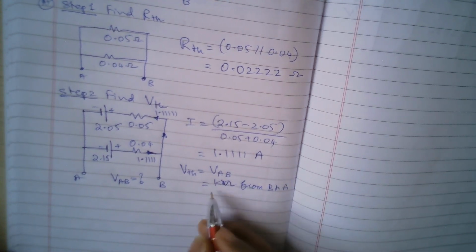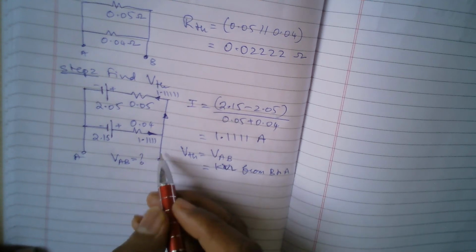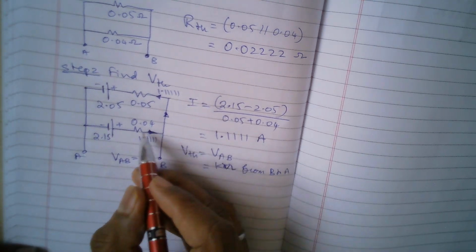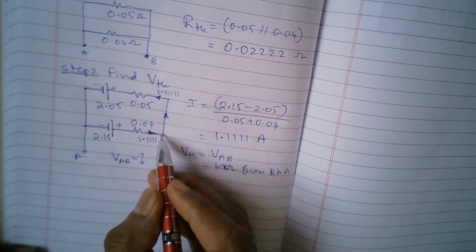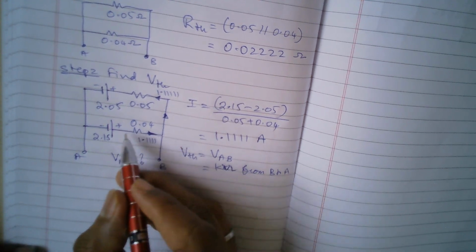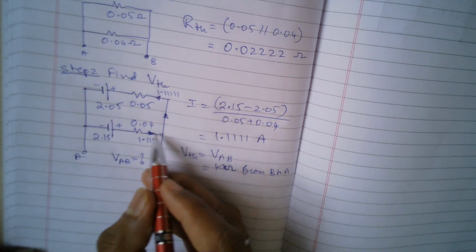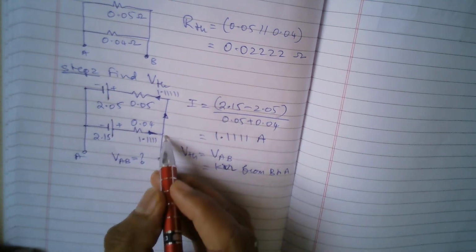So how do I apply Kirchhoff's voltage law from B to A? I start at B, so from this point I move backward. Now I am going against the current, that means my potential is increasing. Okay, so I go to higher potential, right? Because going against the current means going from low voltage to high voltage.